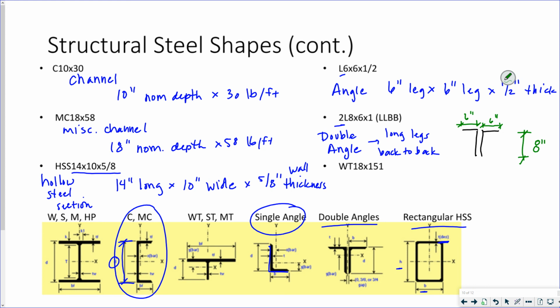If you look in the manual, there's also a different separation that's not given in this designation. So 2L, double angle. The two angles have legs, one leg that's 8 inches, one leg that's 6 inches. The legs are 1 inch thick. Long leg back to back means the two 8 inch legs are back to back, and the 6 inch ones are out to the side.